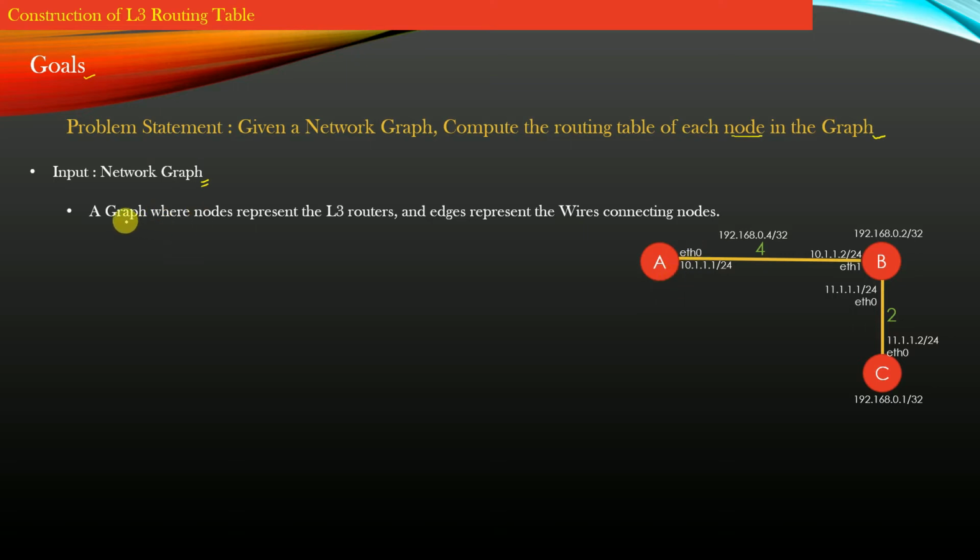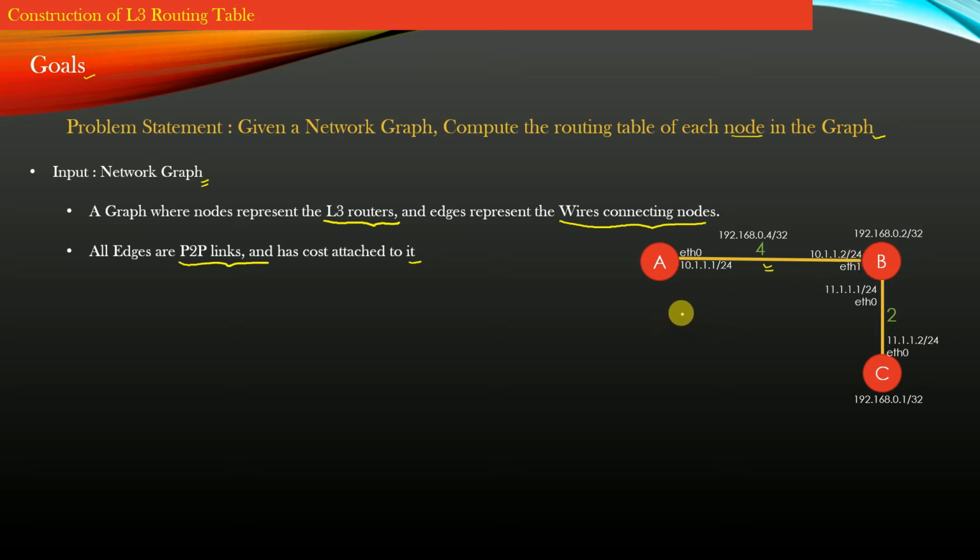So a network graph is a graph where nodes represent L3 routers and edges represent the wires connecting these L3 devices. All edges are P2P links and have a cost attached to them. So it's a P2P link. A P2P link is a link which connects two devices end to end.